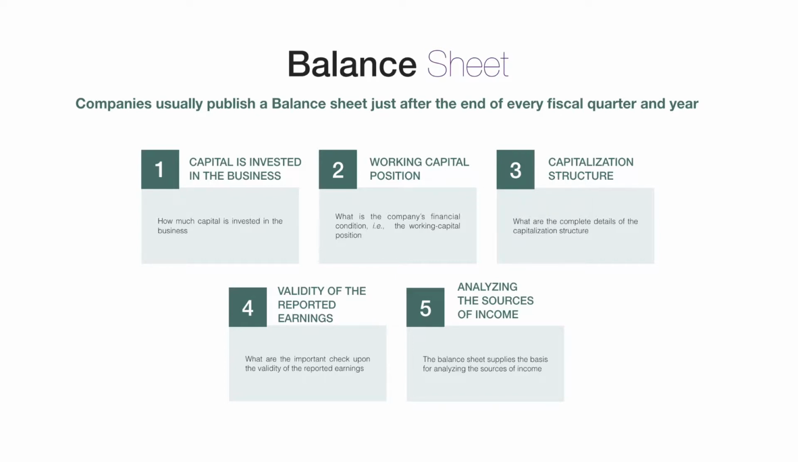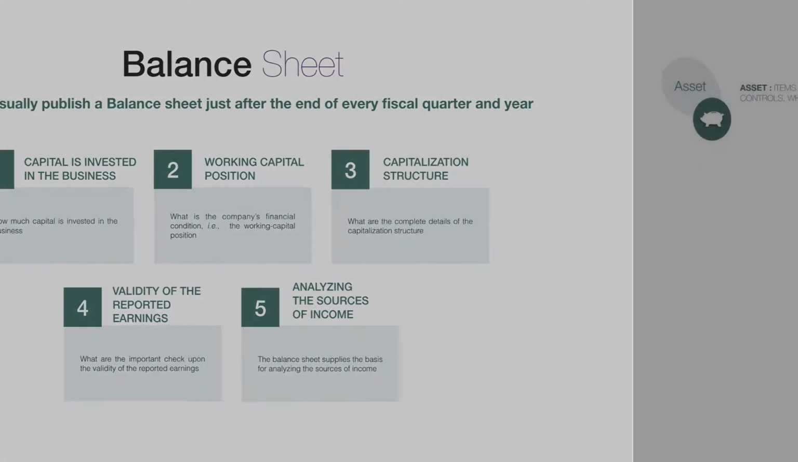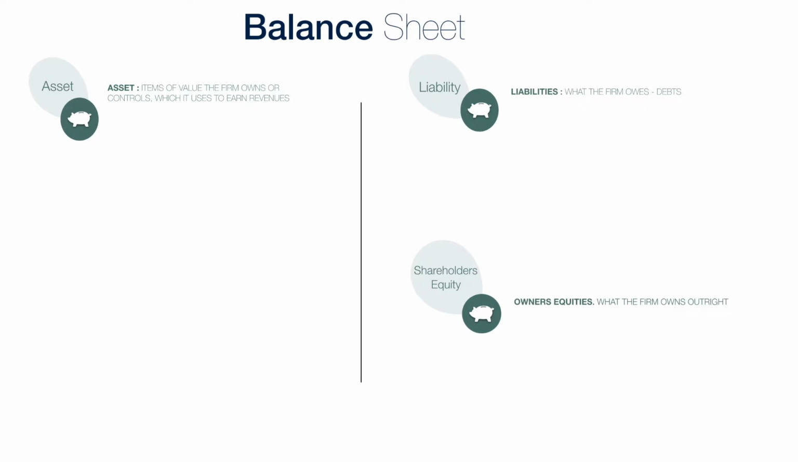We will provide you what exactly you need to look for in the balance sheet before investing. To cover each point, today we will discuss the first point, how much capital is invested in the business. Just before going into the details of the first point, let's look at what appears on the balance sheet. The first part of the balance sheet is the assets of the company.